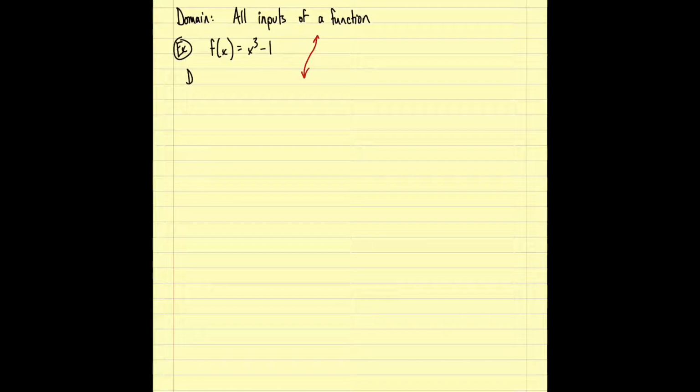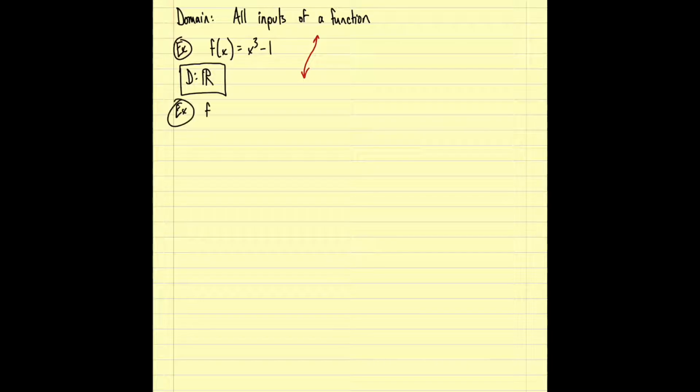And sometimes these are harder to identify than domain restrictions, or ones where you can't plug stuff in. So that one's just that. It's just simply domain is all real numbers, and we use that double-lined R. It's the shortest way to say that.